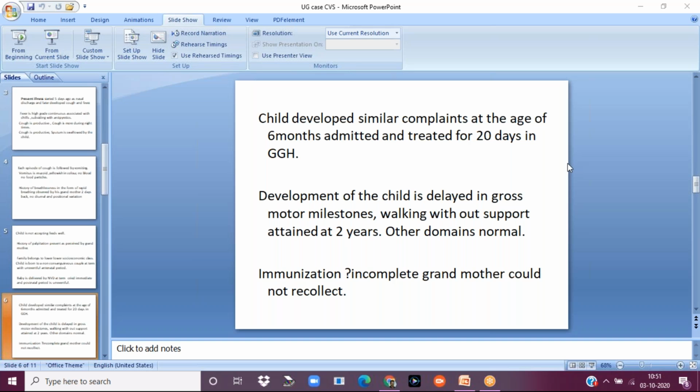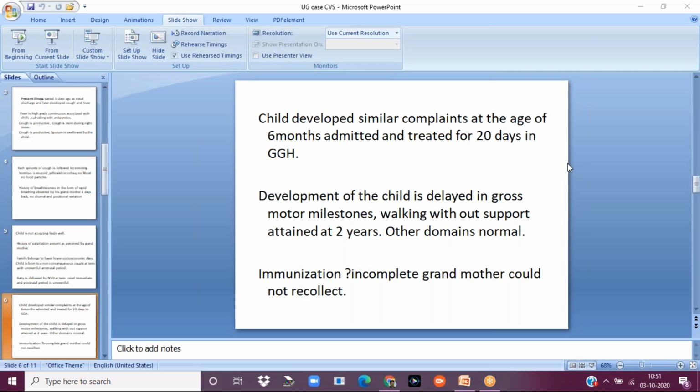Ma'am, that there is delay in the motor milestones. The CNS system is affected. Before that, past history, something is there, no? That the child had similar complaints at the age of 6 months, ma'am. So treated for how many days? 20 days in GGH, government general hospital. So treated for 20 days. Might have some severe problem.